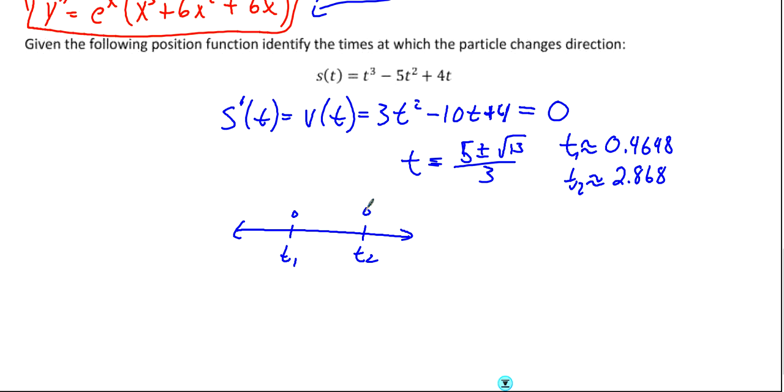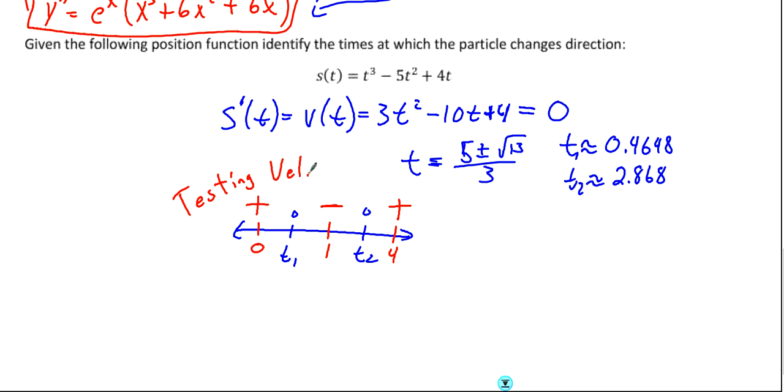This should look familiar. I'm doing a derivative test. I'm testing to see if the velocity is positive or negative in these other areas. So on this side, I'm going to plug in 0. And when you plug in 0, you get positive 4. So it's positive there. Then I'm going to plug in 1 into my velocity equation. And when you plug in 1, you're going to get negative 3. So this is negative. Then I need to plug in a value bigger than 2.8. So I'm going to plug in 4. And when you plug in 4, you're going to get a positive number. So right here, I'm testing the velocity.